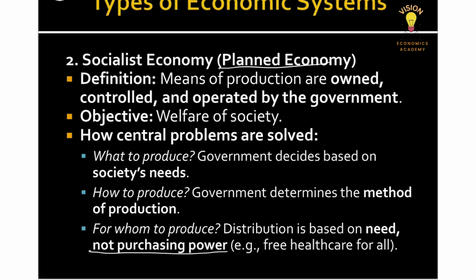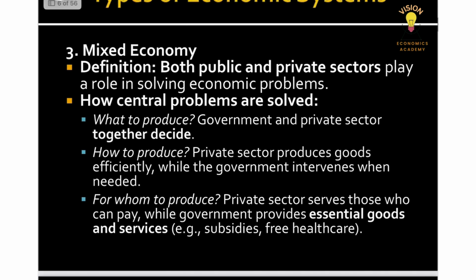Example, if there is a need of a free health care for all, that will be given, right? If there is no need of luxury cars, right, then that will not be produced. And the luxury cars will be produced in the capitalist economy because they are targeting the people who can purchase that. All right. Now comes the other type of economy, that is mixed economy.